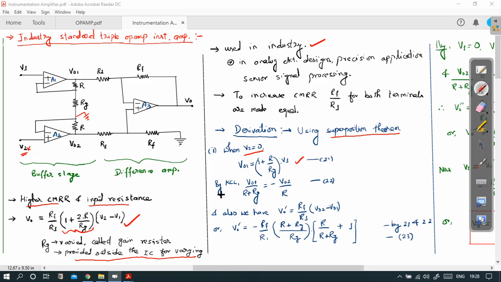So we apply KCL at this node. Remember that the input current to the op amp is assumed to be 0, so this terminal will not be having any current. Similarly, this terminal will not conduct any current either. So straightforward, you can apply KCL at this node. This becomes incoming current, let's say (VO1 minus 0) by (R plus RG), that is equal to (0 minus VO2) by R. So this is what is coming here.